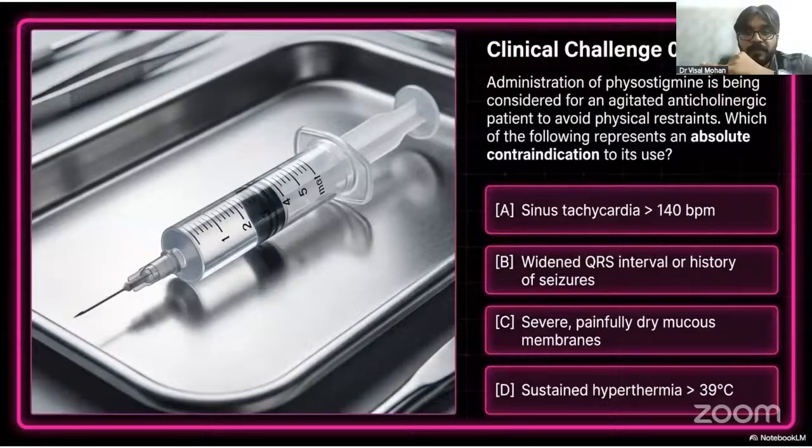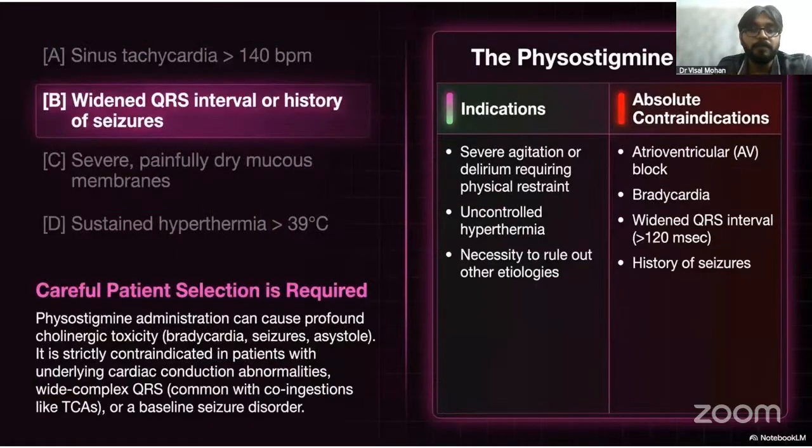Administration of physostigmine is being considered for an agitated patient. What is the absolute contraindication? Sinus tachycardia more than 140, wide QRS with a history of seizure, severe painful dry mucous membrane, sustained hyperthermia more than 39 degrees? Wide QRS complex with a history of seizures.